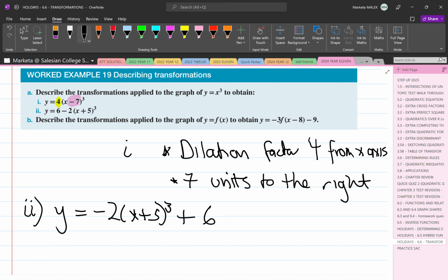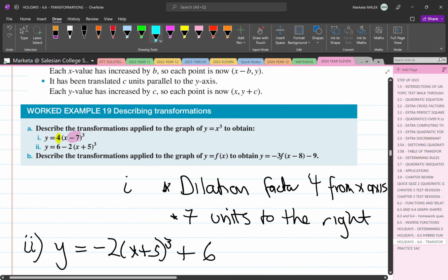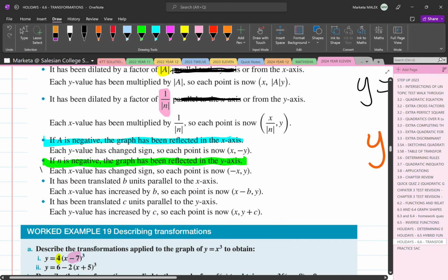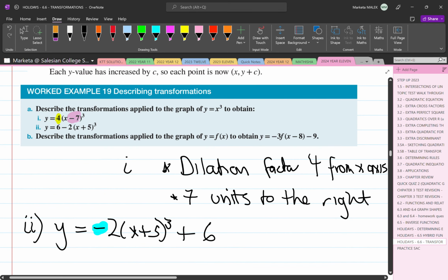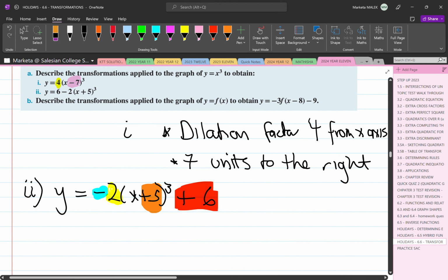So let's have a look. We've got a negative there. I'd like to use the same colours: blue, yellow, pink, orange, and red. So I've just colour coded them in the same way that I colour coded at the top. There's quite a few transformations there.